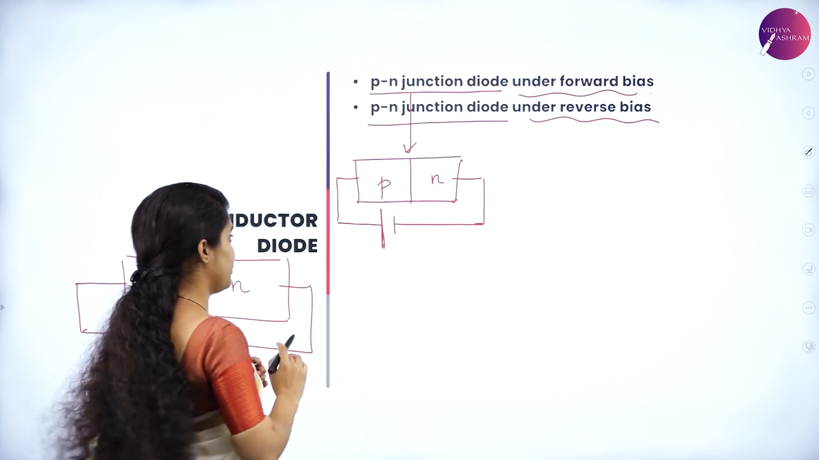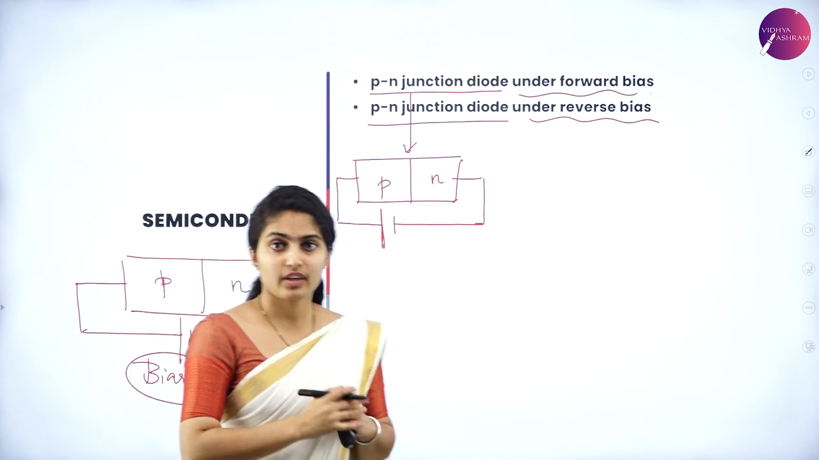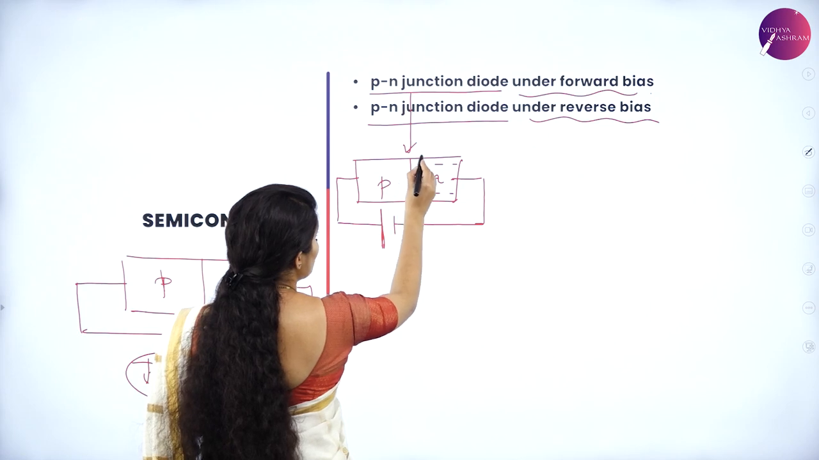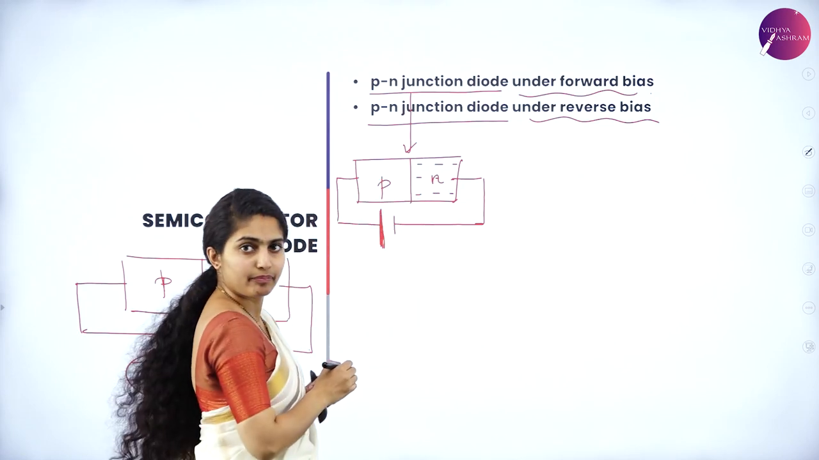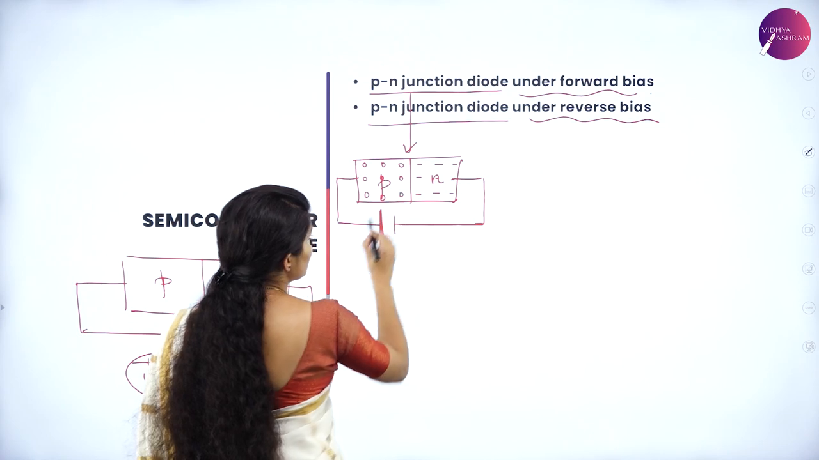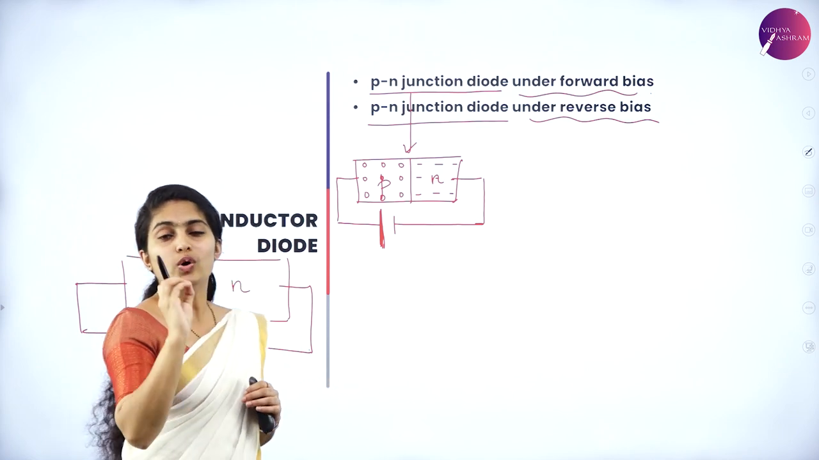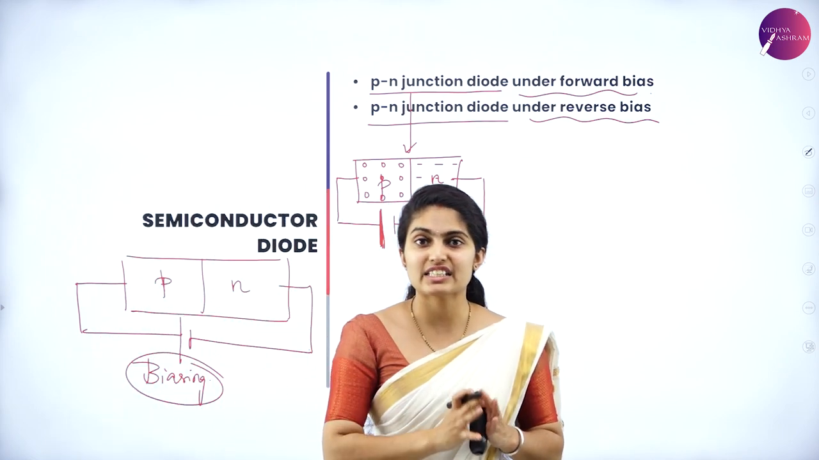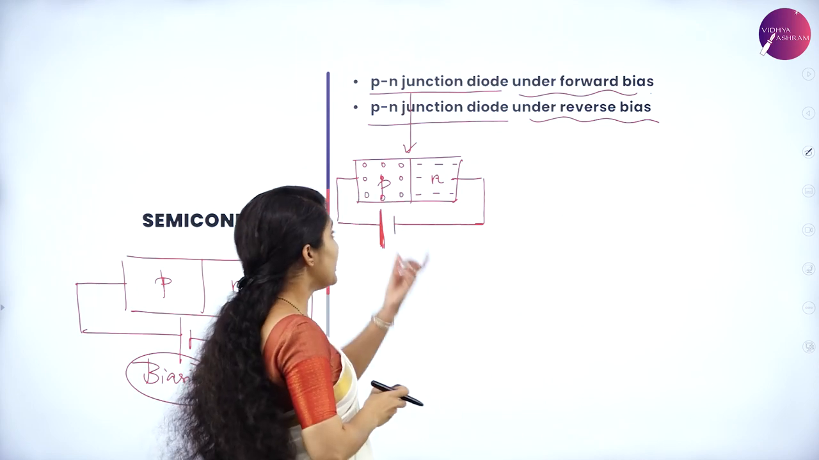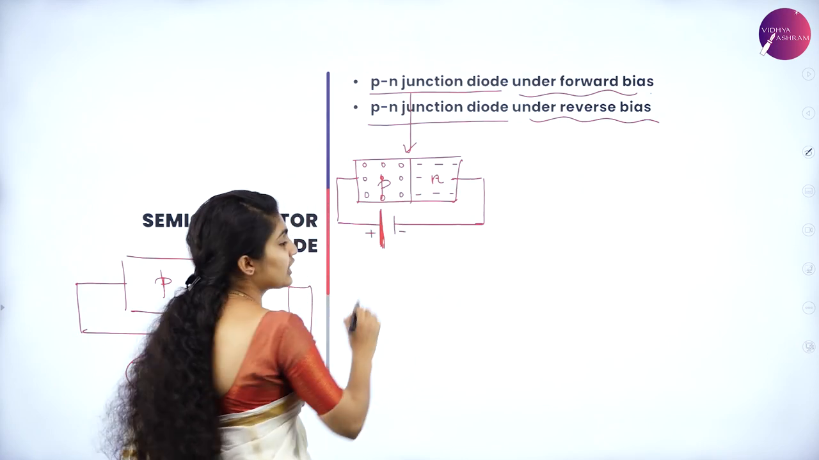So what happens now? When the battery or the source is switched on, the electrons present in the N-type flow towards the positive of the battery. And the holes present in P-type, which are the majority charge carriers in P-type, move towards the negative side. Holes are positively charged particles, electrons are negatively charged particles. Unlike charges attract each other, because of which the negative charge flows towards the positive of the battery and the positively charged holes flow towards the negative of the battery.